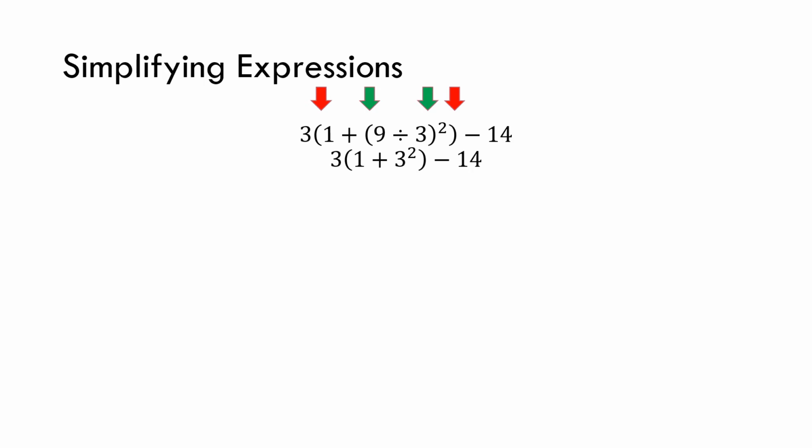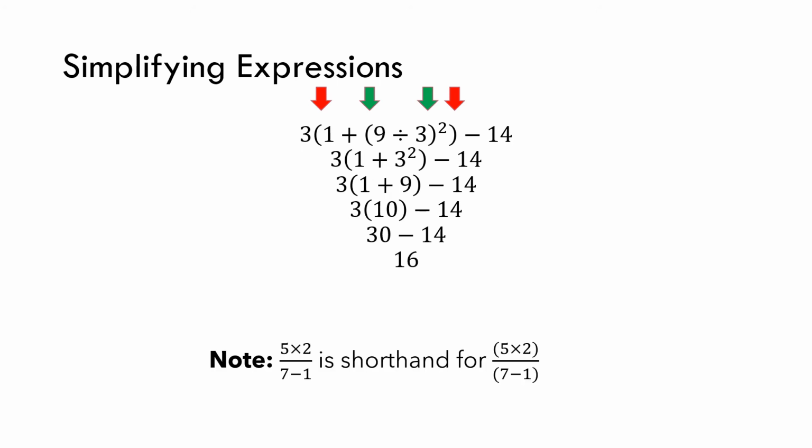The next step is exponents, so we square the 3. All that's left in the parentheses now is addition, so we carry that out. Then we multiply, and finally subtract. It's also important to note that the horizontal line we use to indicate division always implies parentheses around the expression above it and the expression below it.